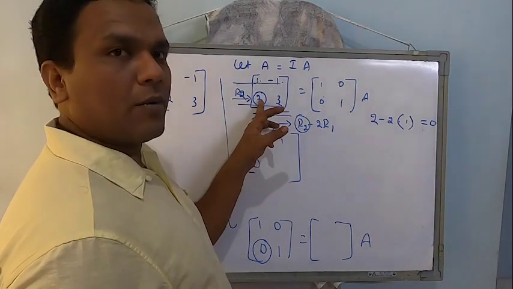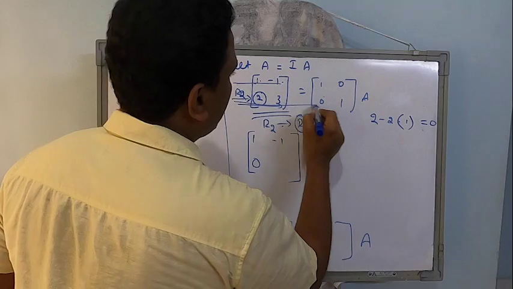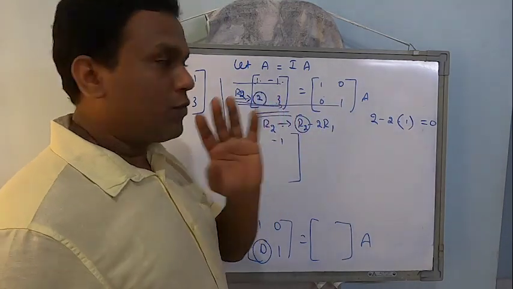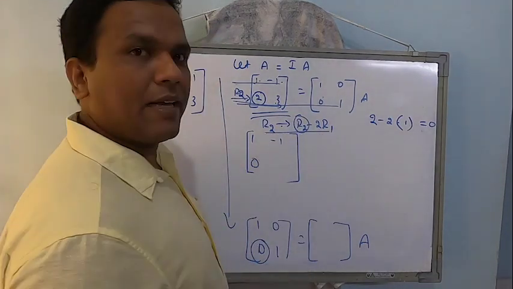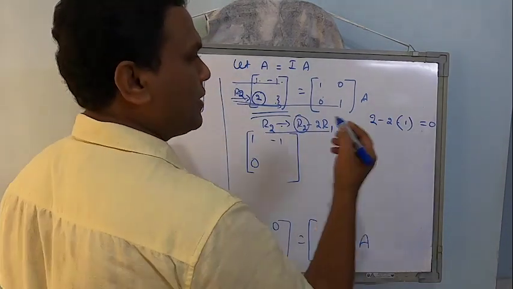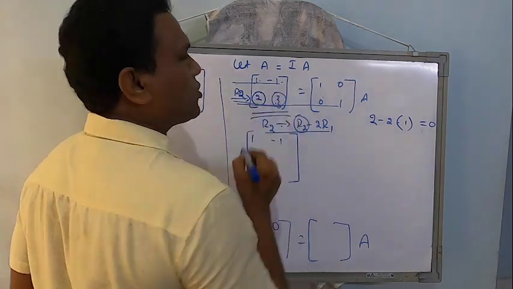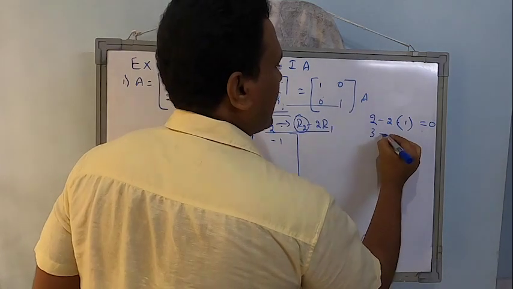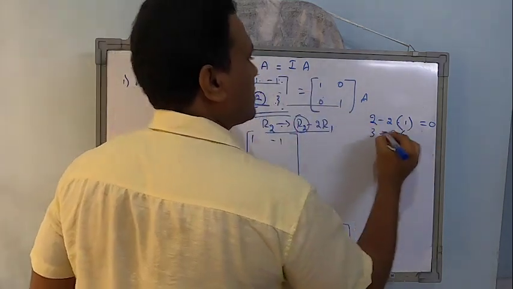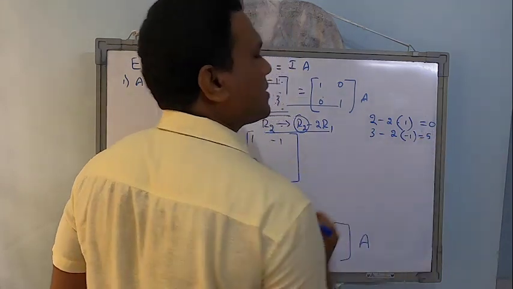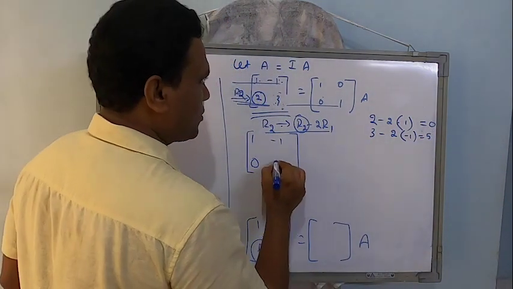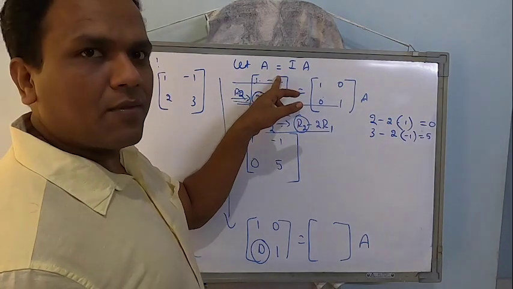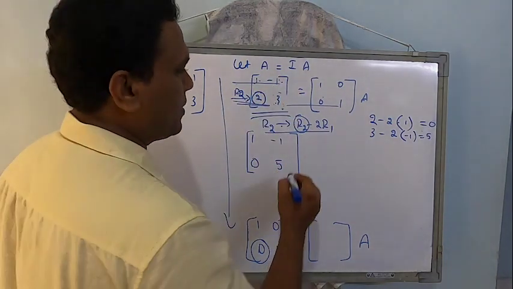Not just for this one element. Look here, these 4 elements: 1, 2, 3, 4. For all the 4 elements I have to apply the same operation. I've done it for one element, so let me continue. For this also I should apply the same. Now this is an element of R2, so 3 minus 2 times the element above this, which is minus 1. On solving, this element will become 5. So in place of 3 I should write 5. R2 minus 2 times R1, so that element is going to be 5.